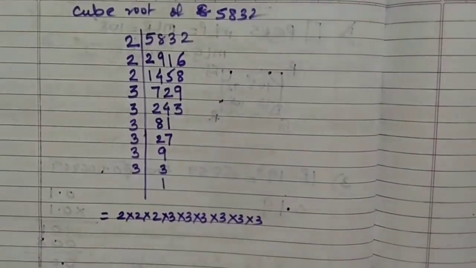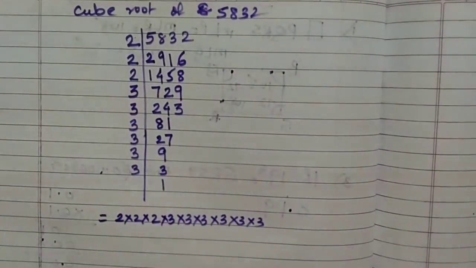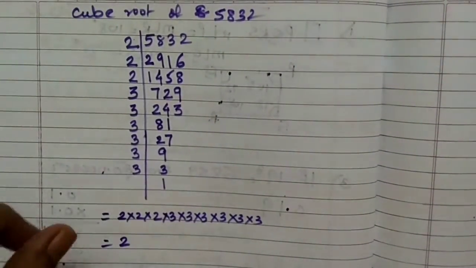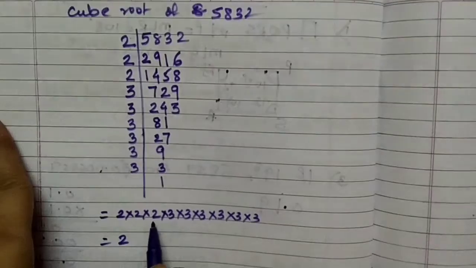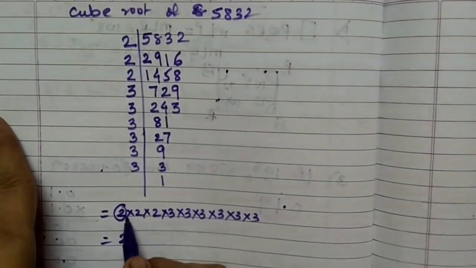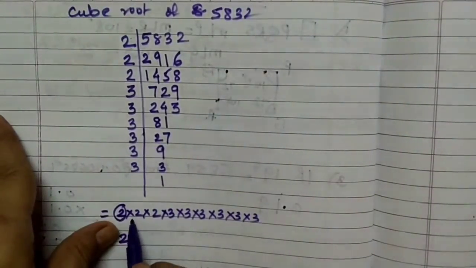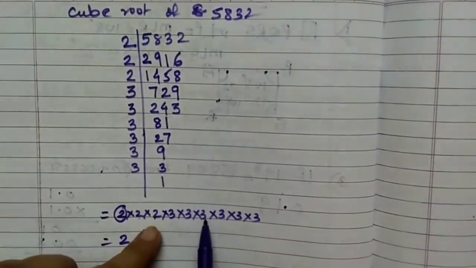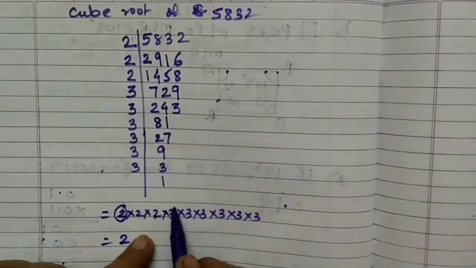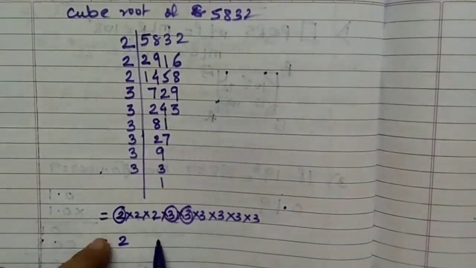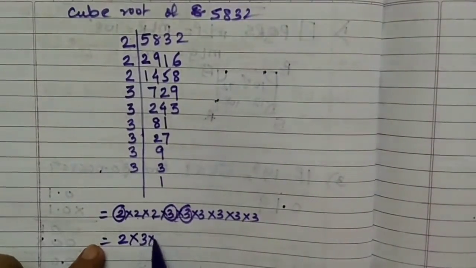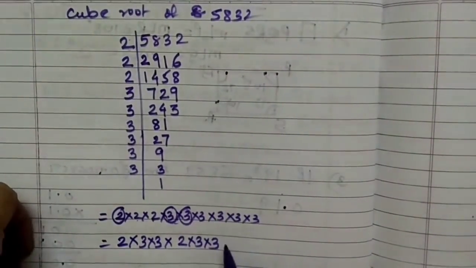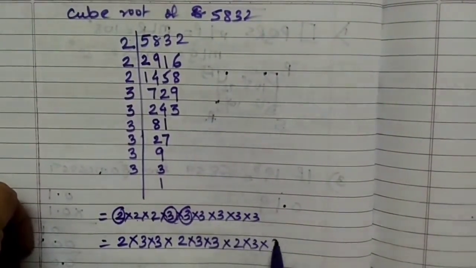Now we have to form 3 groups of this. So in each group, how many 2s will be there? There will be only one 2 in one group. How many 3s will be there? We have to form 3 groups, so this is one group, second group, third group. There are six 3s, so we will get two 3s in one group. It will be 2 into 3 into 3, that is one group. Again 2 into 3 into 3, that is the second group. Again 2 into 3 into 3, that is the third group.